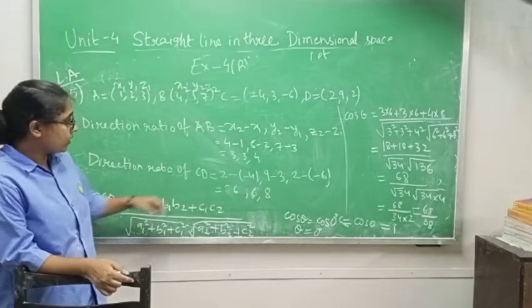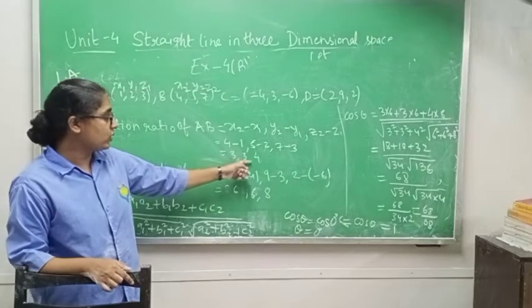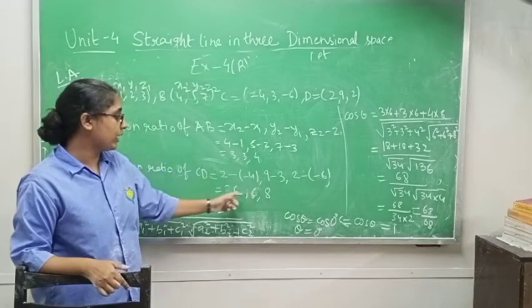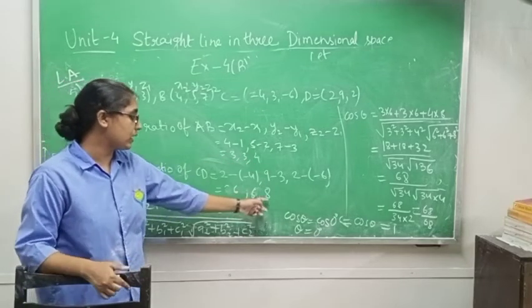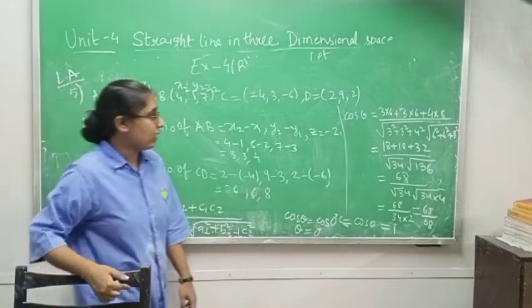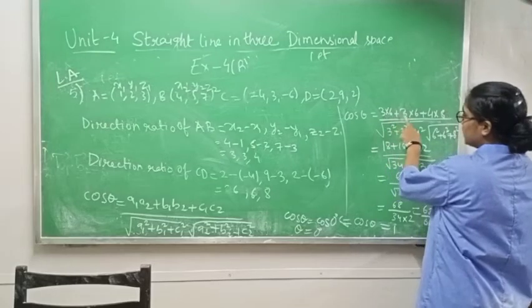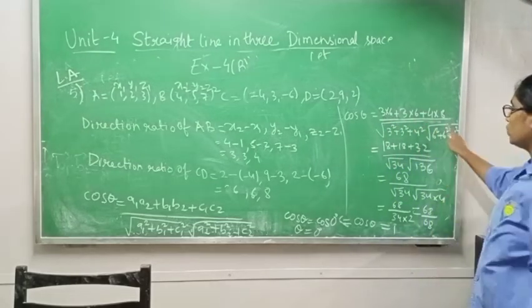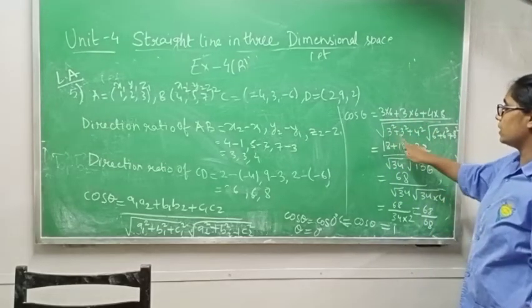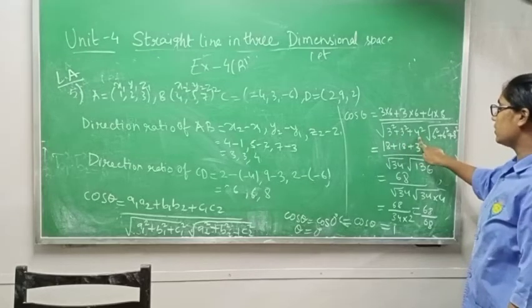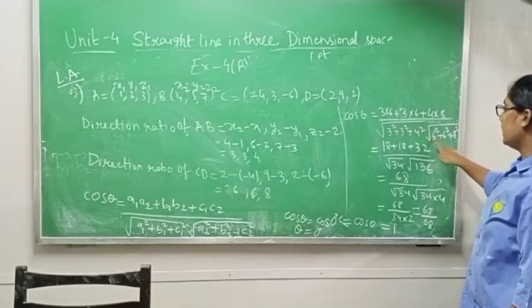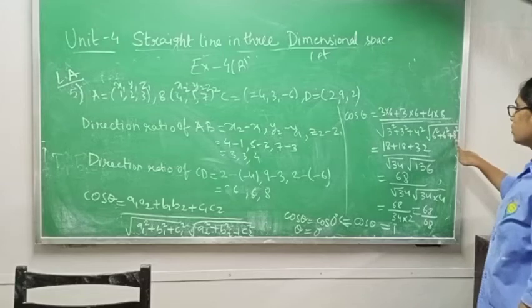Now A1 value is 3, B1 value is 3 and C1 value is 4, A2 value is 6, B2 value is 6 and C2 value is 8. What we are doing is just putting in all the values: 3 into 6 plus 3 into 6 plus 4 into 8. Again, put over it, A1 is 3, B1 is 3, C1 is 4, squares we have to take, A2 is 6, B2 is 6 and C2 is 8.